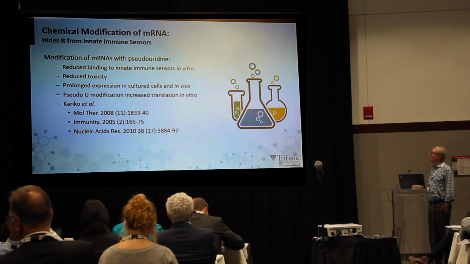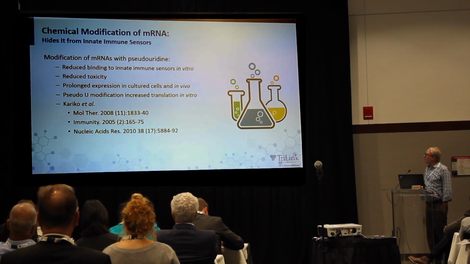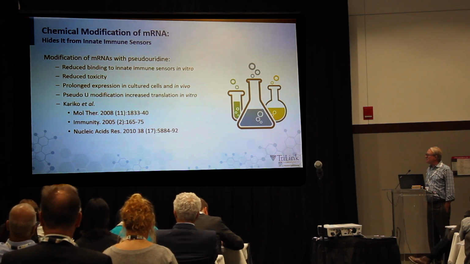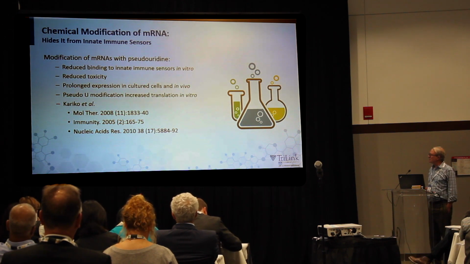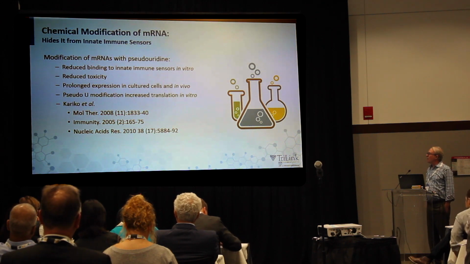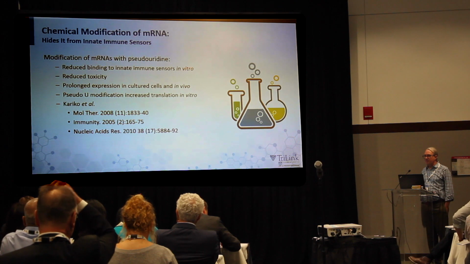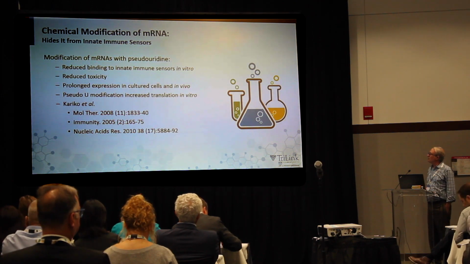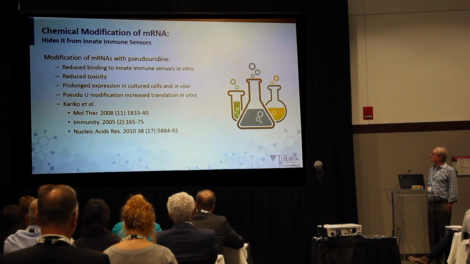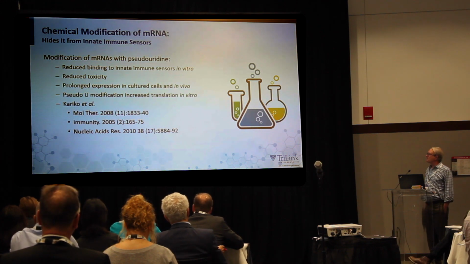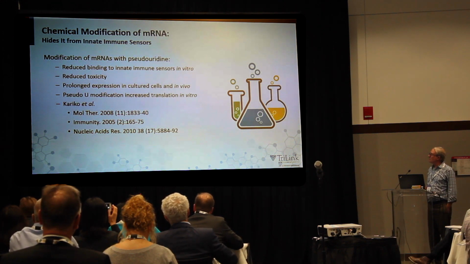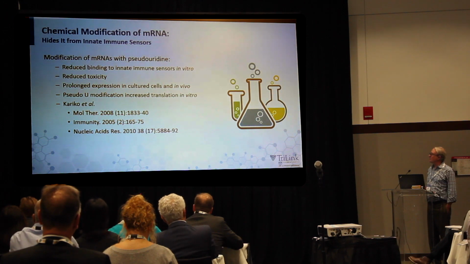All right, so now I'm going to change gears and talk a little bit about chemical modification of messenger RNA. Chemical modification of RNA was a topic that basically was put forth by Katalin Karikó and Drew Weissman quite a number of years ago in a series of really nice papers that I'd recommend to you. And what they showed was that modification of mRNA with different modified bases, especially with pseudouridine, reduced binding to innate immune sensors in vitro. It reduced toxicity, prolonged the expression in cells, and it increased translation in vitro.